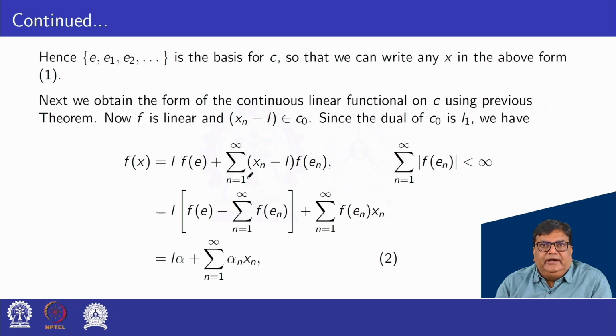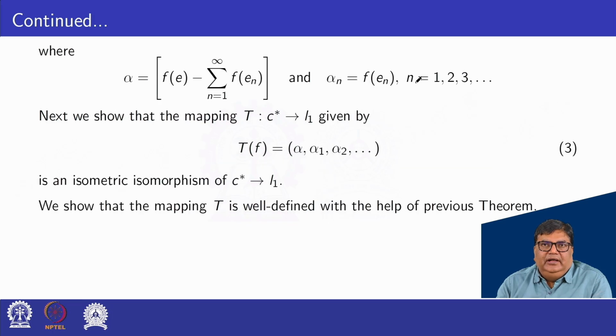Summation n is equal to 1 to infinity mod f of En is bounded. So, this one can be written as L into f of e, and summation n is equal to 1 to infinity f of En into L, plus summation n is equal to 1 to infinity xn into f of En. Taking L common from the first terms, we get L into (f of e minus summation n is equal to 1 to infinity f of En) plus summation n is equal to 1 to infinity f of En into xn, equal to L alpha plus summation n is equal to 1 to infinity alpha n xn, where alpha is f of e minus summation n is equal to 1 to infinity f of En, and alpha n is f of En, n is equal to 1, 2, 3 and so on.